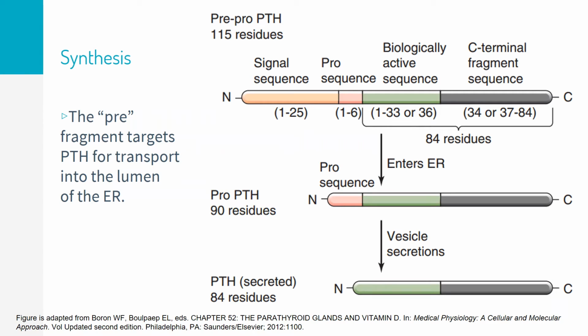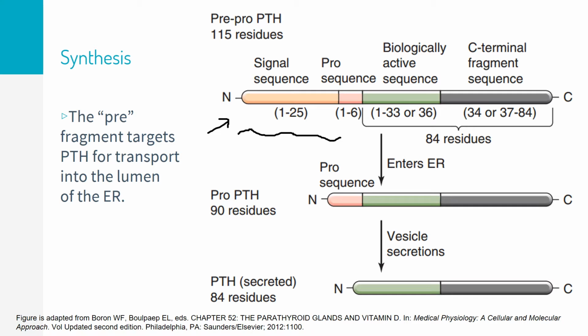Okay, so we'll start with the synthesis of the parathyroid hormone. The synthesis begins with the production of the pre-pro-parathyroid hormone in the rough endoplasmic reticulum. You can see that this pre-pro protein has a sequence which is called the signal sequence, or the pre-fragment. This fragment targets the parathyroid hormone to be transported into the lumen of the endoplasmic reticulum.